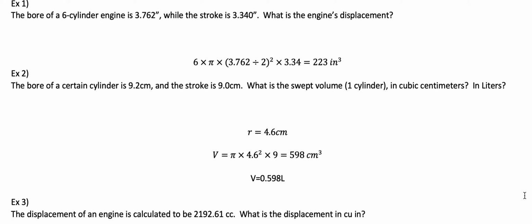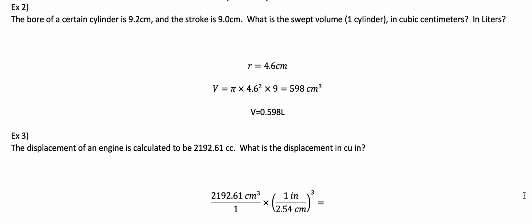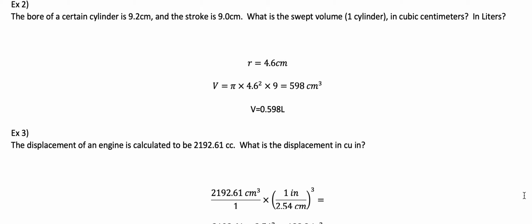All right, for our final example in this chapter, the displacement of an engine is calculated to be 2,192.61 cubic centimeters. What's the displacement in cubic inches? So here's our conversion. We take that 2192.61 cubic centimeters, and then we multiply it by our conversion factor, which is 1 inch is 2.54 centimeters, and then we'll cube that.